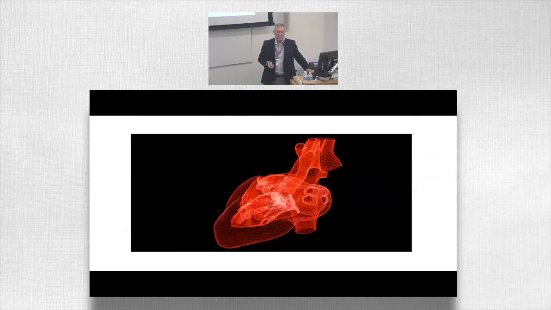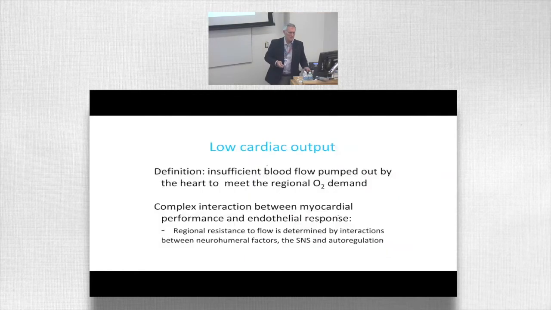Well, because it's a cardiac unit, let's start with the heart. And perhaps the definition of low cardiac output: insufficient blood flow pumped by the heart to meet regional oxygen demand. It's pretty straightforward. The important thing here is the heart's just a muscle. I don't want to put it down at all, but it is. That's all it is. It's good muscle, you know.